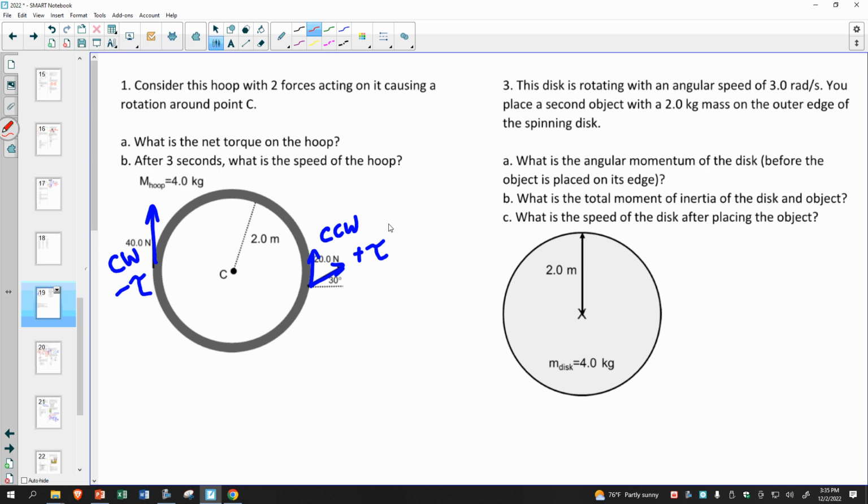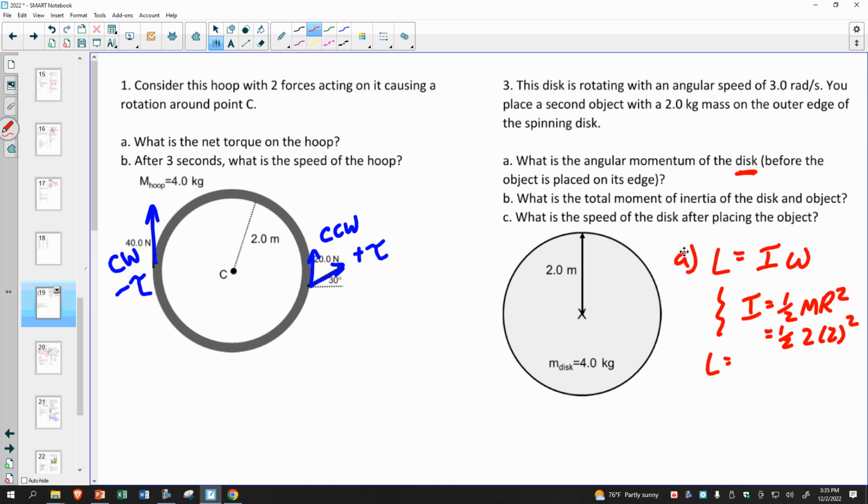First of all, I want to know the angular momentum, part A. That is L equals I times omega. So I'm just looking at the disk right now. I for a disk is 1/2 mr squared. So L is equal to I, which is 1/2 of the mass, which is 2, times 2 squared. It's 1 times 4, so it's 4 times omega, which is 3. So this is my omega. I just calculated my I, that's equal to 4.